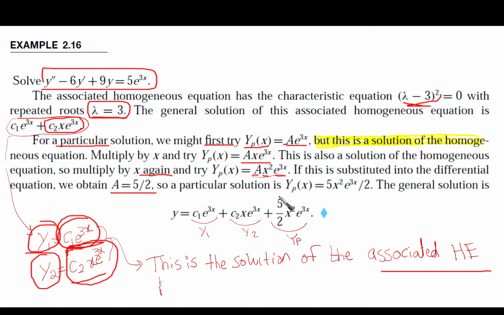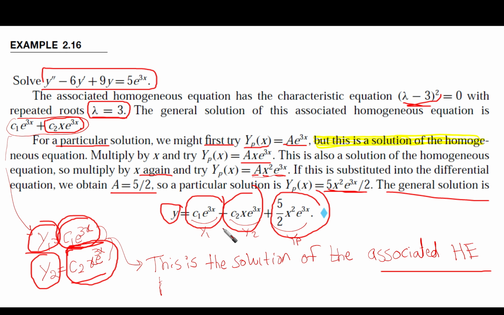So a particular solution is yp equal to 5x squared e to 3x over 2. This is our particular solution, and the general solution is y1 plus y2 plus yp. That's it. This is the general solution for us. I hope that you can understand now how we can go through the different traps of the undetermined coefficient method and when to make a right guess for the particular solution.